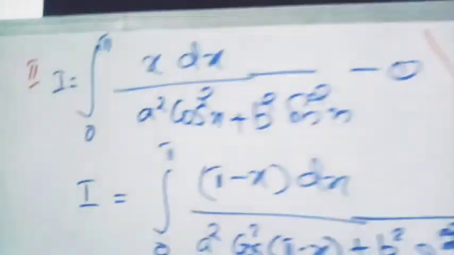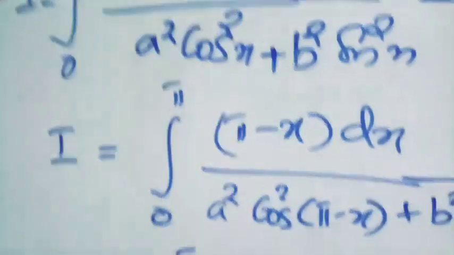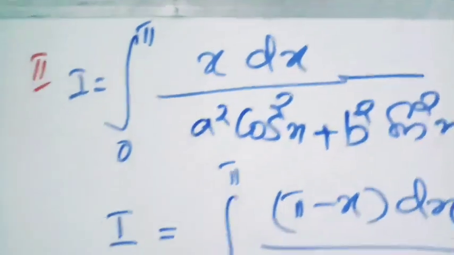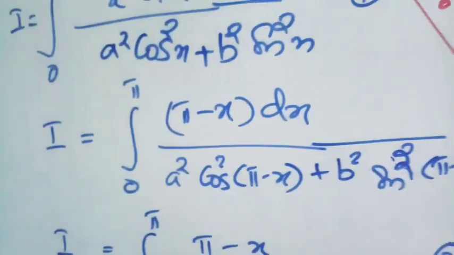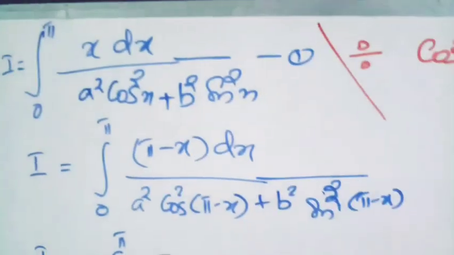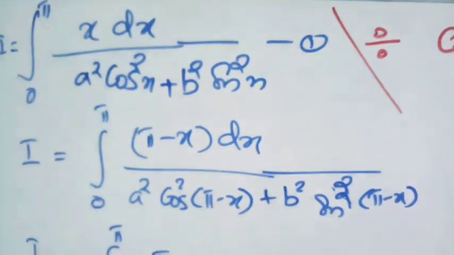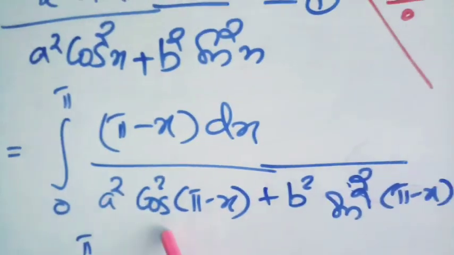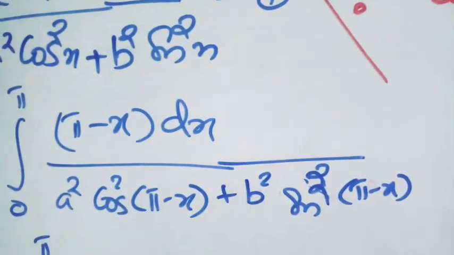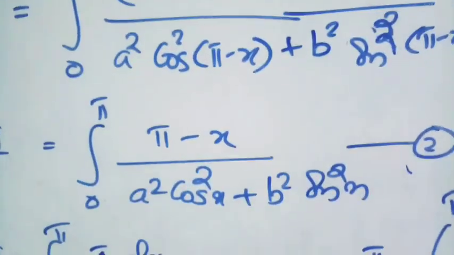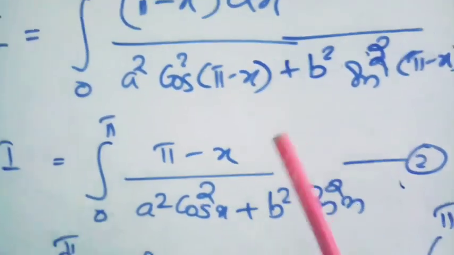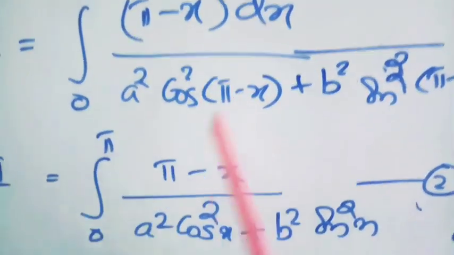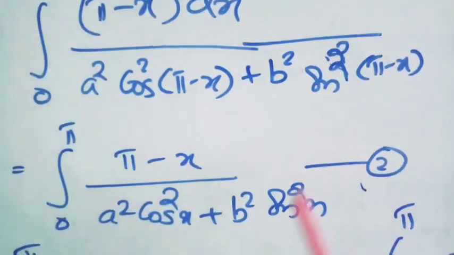Before that, by the property of integrals, I told you if the numerator is an algebraic function x, to avoid that x, you apply the properties of integrals. That is, I is equal to integral 0 to pi minus x, for this x you can write it as pi minus x dx by a square cos square pi minus x plus b square sin square pi minus x. And numerator is pi minus x itself, and cos square pi minus x is cos square x itself. cos pi minus x is minus cos x, but because of the square, a square cos square x plus b square sin square x.